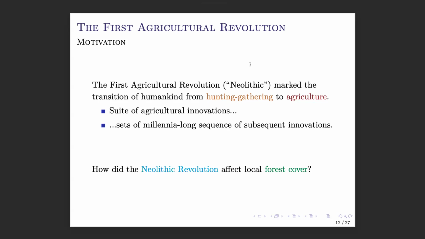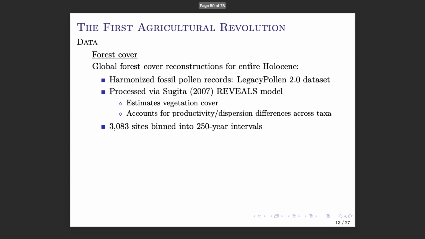So the question here is, how did the Neolithic Revolution affect local or regional forest cover? A bit on the data. The forest cover data that I'm going to use are forest cover reconstructions for the entire Holocene period. As a plug for this data, it's not my data, but it's super cool. If you're interested in these types of things, I'm happy to talk more about it at the end or whenever.